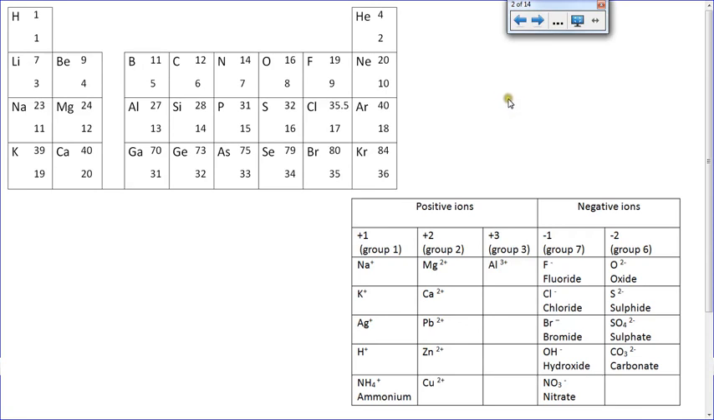Okay, so when we look at ionic bonding, it's a bond between a metal on the left hand side of the periodic table and a non-metal. So you can identify a compound that will be an ionic compound because it's always formed of a metal and a non-metal. Now, as you saw in this video, we're going to look at two different things.